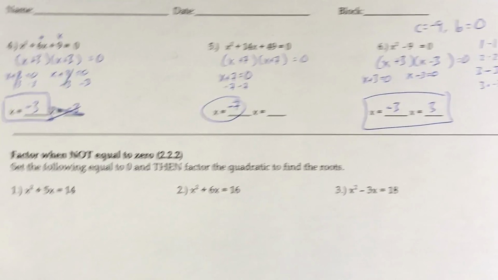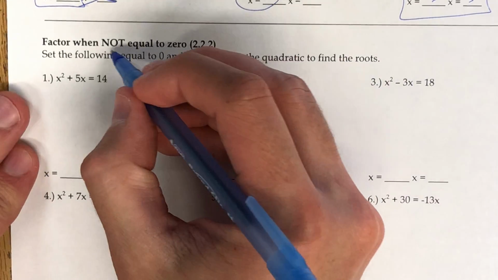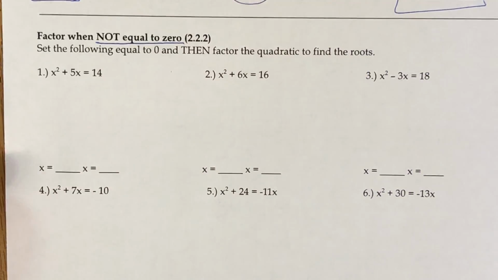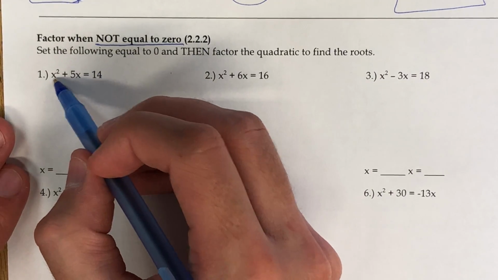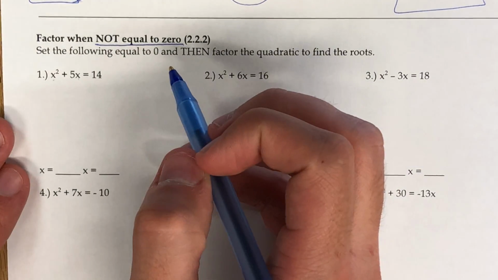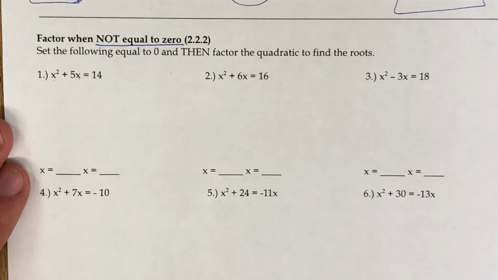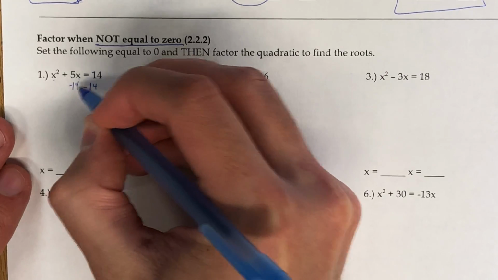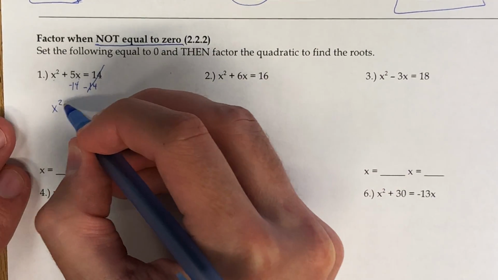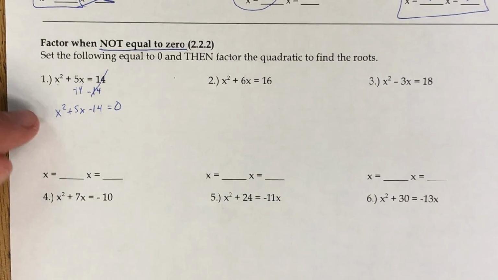Okay. We're almost done. Last thing we're going to touch on here is when your equation is not set equal to 0. So if you have something here like x squared plus 5x equals 14, notice it's not equal to 0. You need to make it equal to 0. So what we do here is we'll subtract 14 from both sides. So we get x squared plus 5x minus 14 equals 0. And now we go ahead and do the same thing we've been doing.